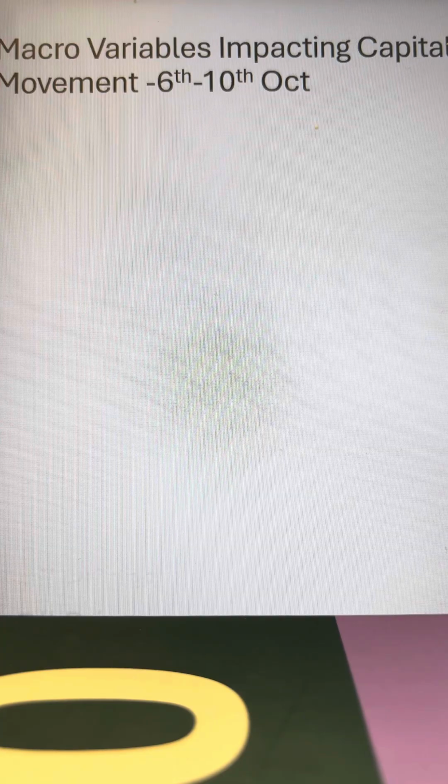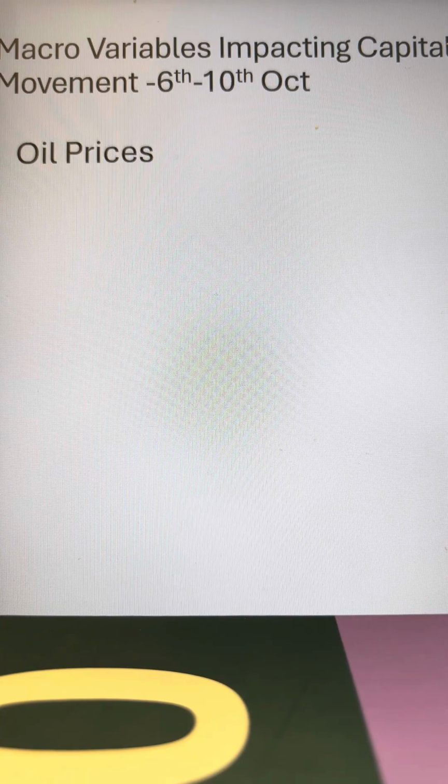The first variable which has a direct impact on Indian capital market is oil prices. Now, oil prices have been quite consistently range bound. The Brent crude price is approximately at $64.77.